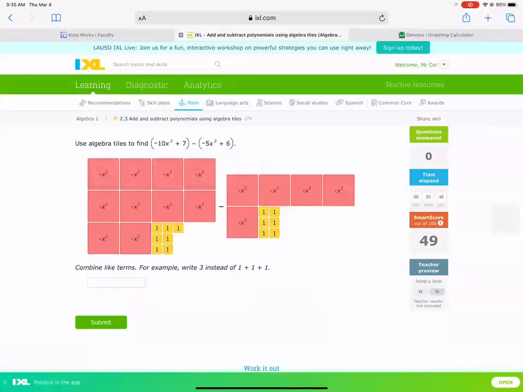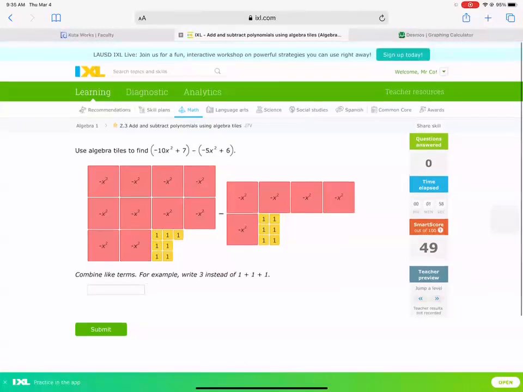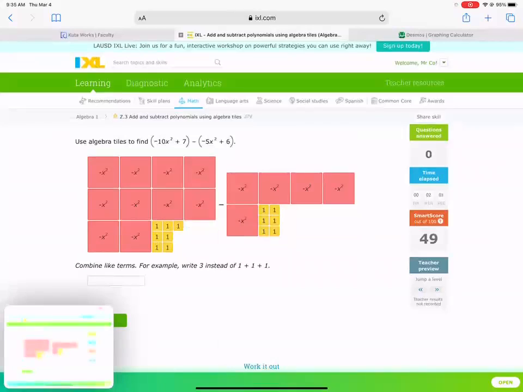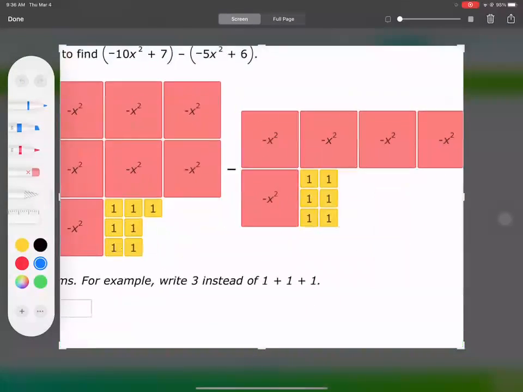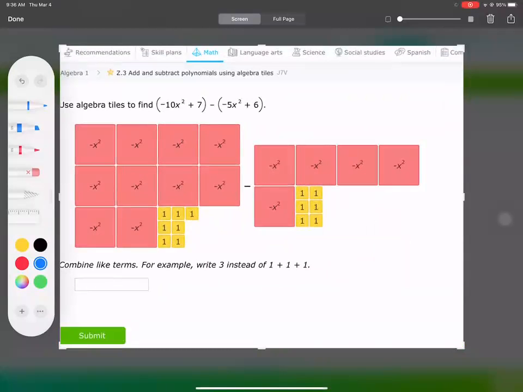Okay. So we're going to be subtracting here, but take a look. These are shown in red and they're negative, and they even told us what this looks like on top. So we're subtracting negative 10x squared, 1, 2, 3, 4, 5, 6, 7, 8, 9, 10, and 7, and we're going to combine it by subtracting negative 5 and 6. So negative 5x squared plus 6.